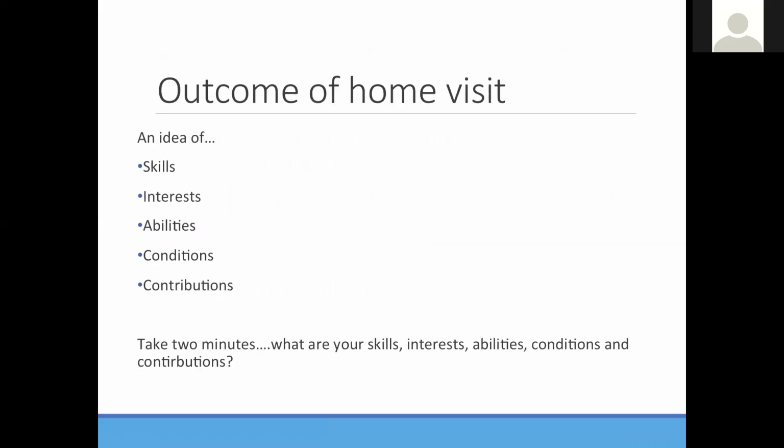So the outcome of the home visit is we get an idea of what the person's skills, interests, abilities, conditions and contributions are. So what are the person's skills? Did we see them doing something? I even had one person who talked really passionately about his video games. He had this big video game chair where he was going to do driving, and he talked about how it was something that he really enjoyed doing with his father and his brother. So it was this family bonding activity.